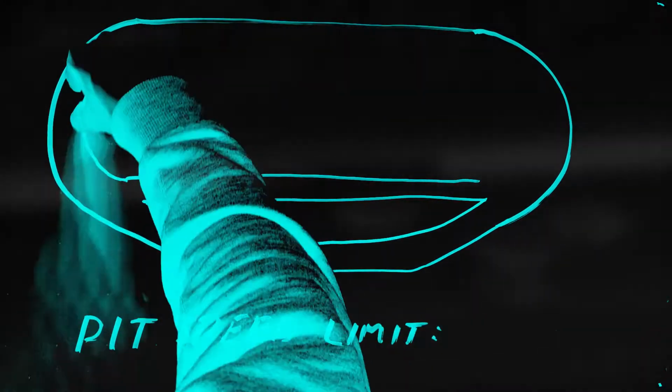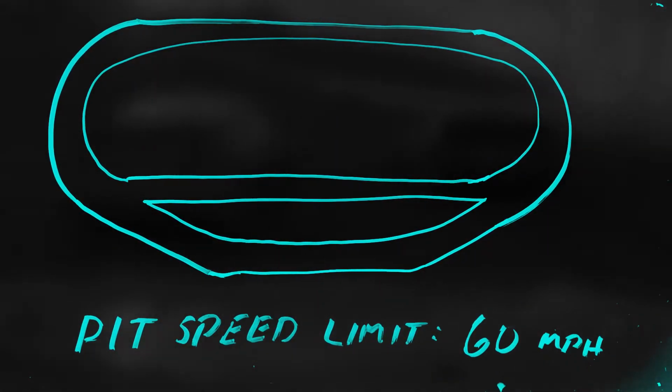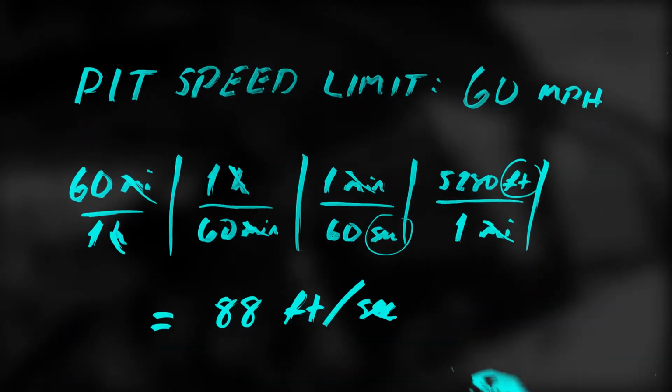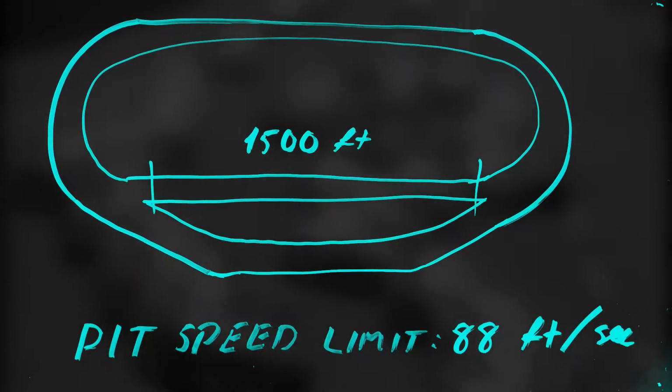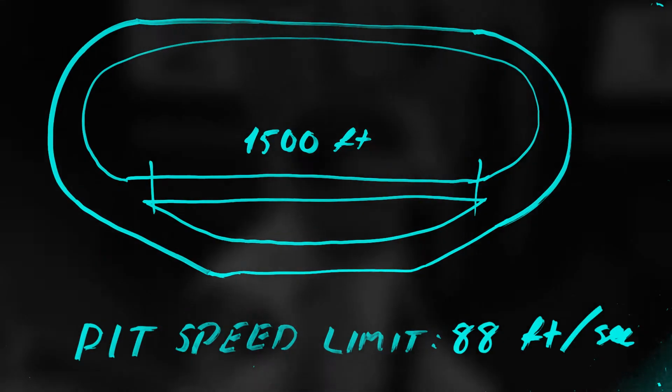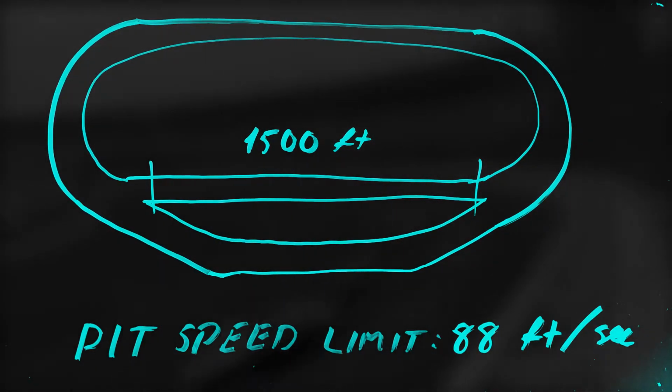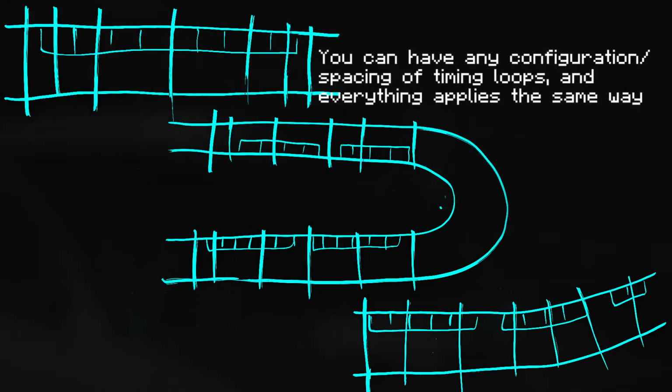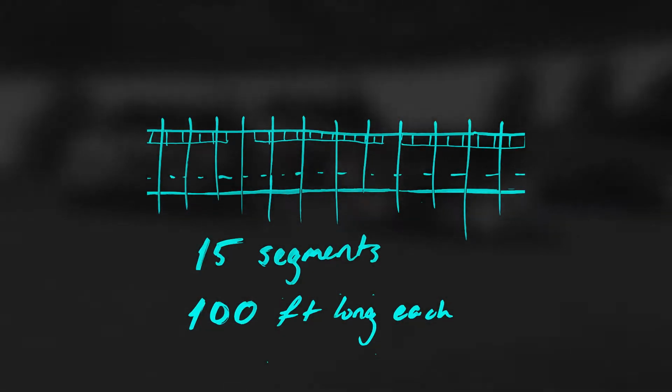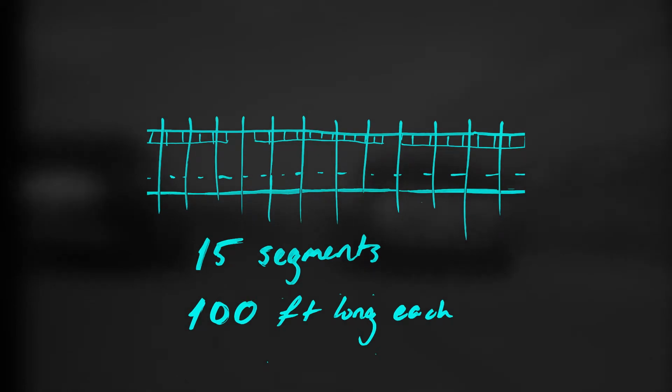Take this example here. Let's call the speed limit 60 miles per hour, which is 88 feet per second. Let's call the length of pit road 1,500 feet. And although the timing loops aren't spaced out evenly on the real racetrack, we will evenly space them out here just to make the math easier. This doesn't affect how the system works, and you can have any configuration of timing loops and everything still applies the same way. So I'll have 15 evenly spaced segments, each 100 feet long.